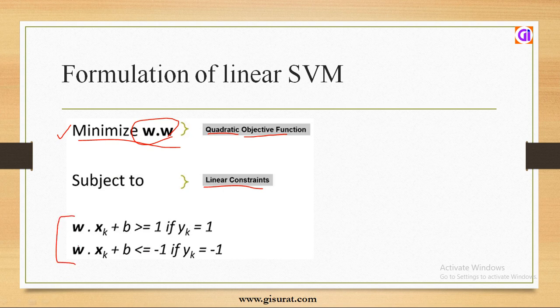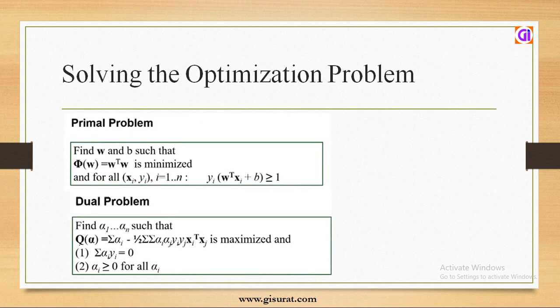So that is the thing. w into xk plus b greater than or equal to 1 if yk equals 1. w into xk plus b less than or equal to -1 if yk equals -1. So that is the main concept. If we formulate our linear SVM equation, then guys, we want to minimize w into w, and that's nothing but a quadratic objective function. So we want to optimize this thing. So now what is the actual problem?